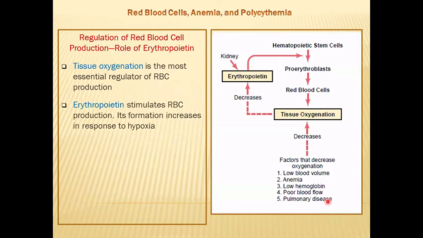So regulation of red blood cell production, the role of erythropoietin. Okay, erythropoietin is a hormone. It's a hormone that stimulates production of RBC, and its production is increased in response to hypoxia.